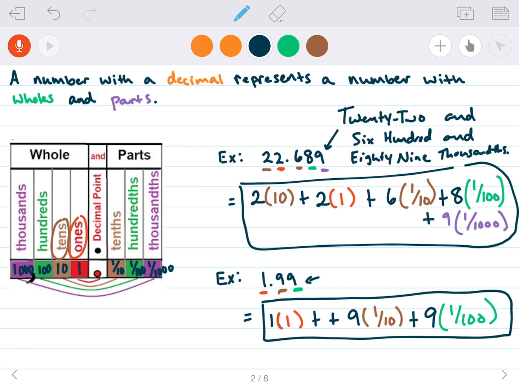How would we say this number? Well, the whole is just 1, so we would say 1 and 99 comes after, because that's the part. And the last number is right here, and it terminates in the hundredth spot. So it's 2 places after the decimal point. So this would be 1 and 99 hundredths. That's how we would say that number.